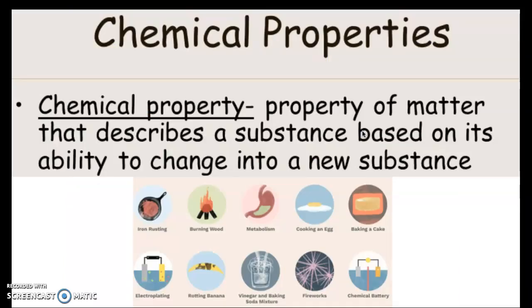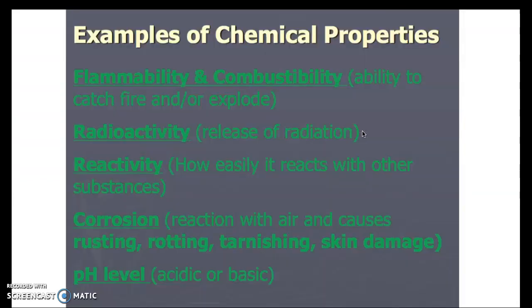And then next up is chemical properties. So a chemical property is a property of matter that describes a substance based on its ability to change into a new substance, which means its ability to react with other things and go through a chemical transformation. Again, there are more examples than this, but something's flammability or combustibility is its ability to catch fire or explode. Something's radioactivity is how quickly it's going through radioactive decay or giving off radiation. There's also reactivity. So how easily does something react with other substances? How likely is it to go through a chemical change?